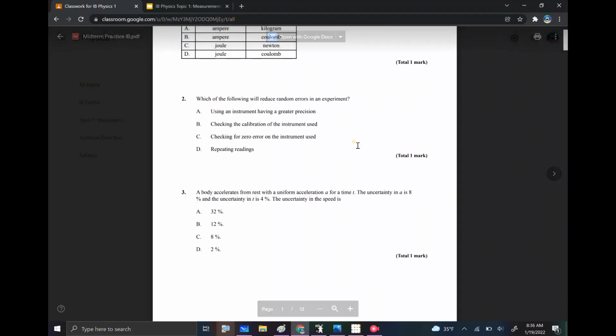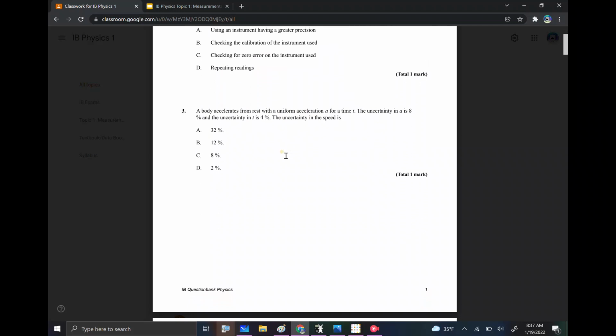Which of the following will reduce random errors in an experiment? We said this a lot at the beginning of the year, but as we repeat an experiment over and over and over and over, right, we're reducing our chances for making random errors, or reducing the impacts of random errors. So anytime you want to reduce error, repeating your readings is going to be a good idea. So D.